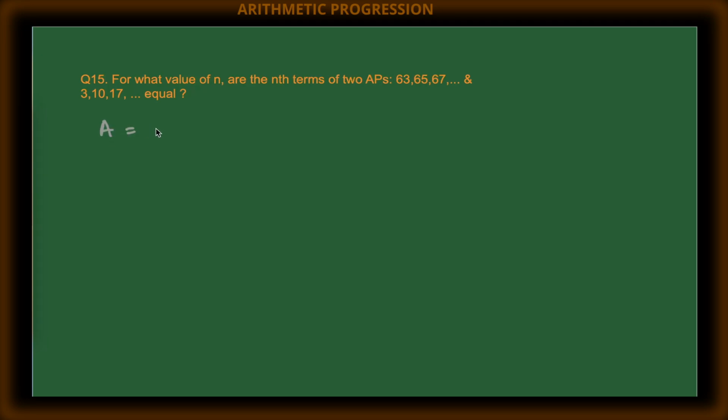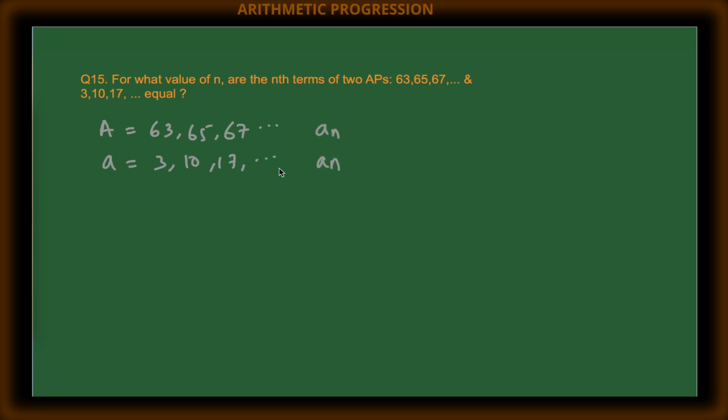Let's write capital A is equal to 63, 65, 67. Small a, another arithmetic progression, which is 3, 10, 17. So there is a term which is equal here. What it is saying is that the nth term of this and the nth term of this are equal.